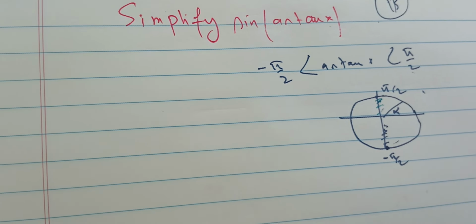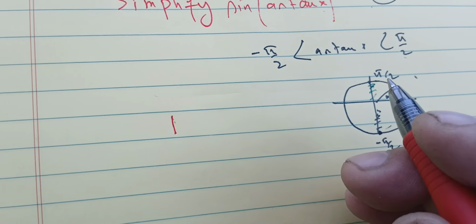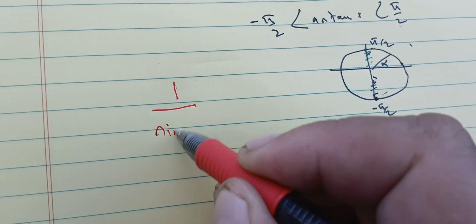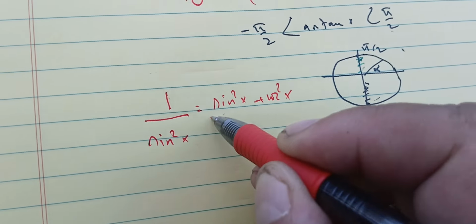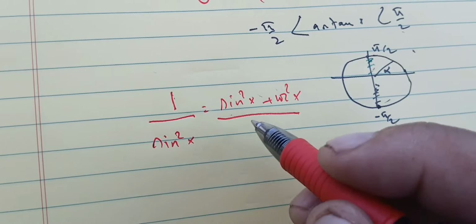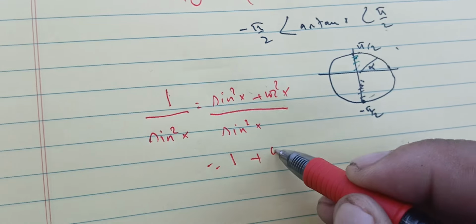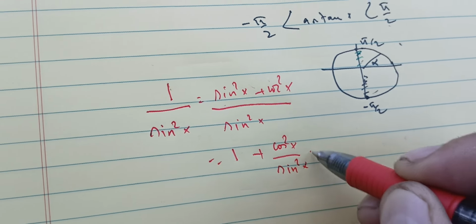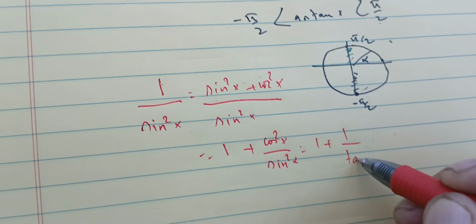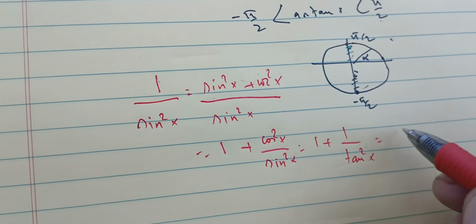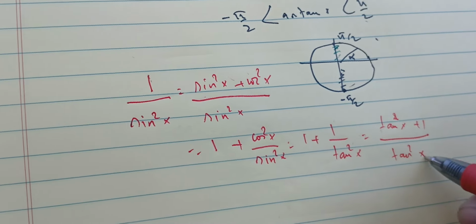The key to simplify this one is to link the sine and the arctangent, or the tangent. Here we know that 1 over sine squared of x: 1 can be written as sine squared of x plus cosine squared of x. We know that's 1 for any x, and dividing that by sine squared, we get 1 plus cosine squared of x over sine squared of x. So we know that cosine over sine is 1 over tangent, so this is 1 over tangent squared of x. Simplifying one more time, we get 1 plus 1 over tangent squared of x.